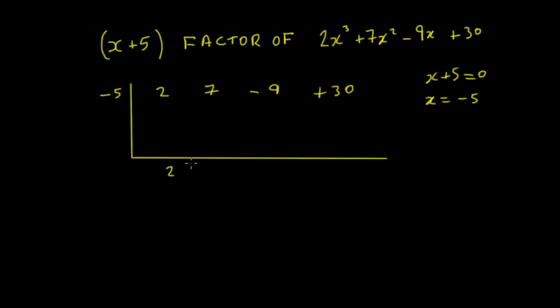So minus 5 times 2 is minus 10, plus the 7 is minus 3. Minus 3 times minus 5 is plus 15, minus the 9 is this value of 6, minus 5 times 6 is minus 30, minus 30 plus 30 is a value of 0. So we can say as the remainder is 0, x plus 5 must be a factor. So let's look at another one.